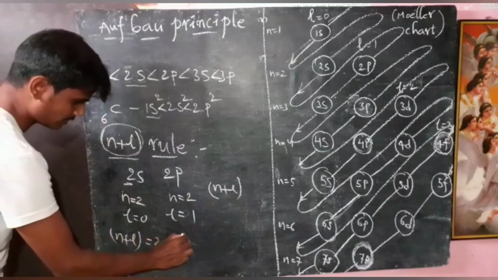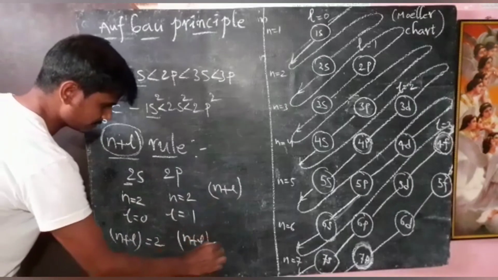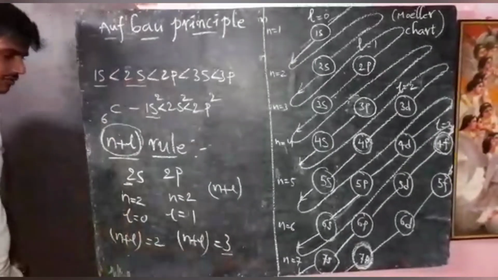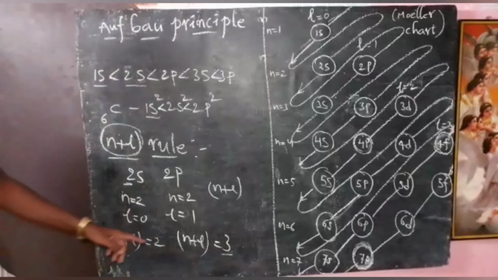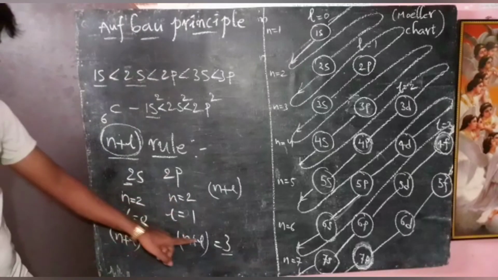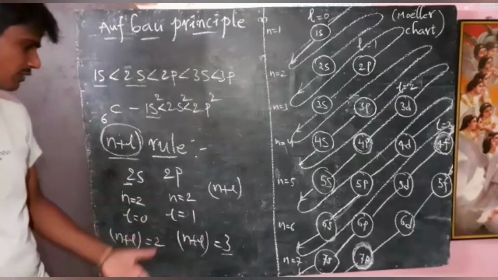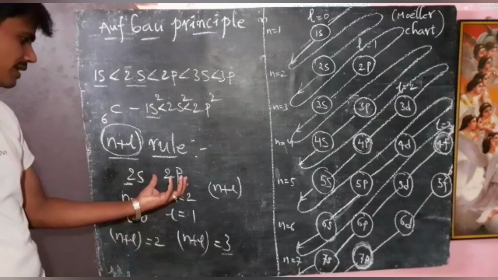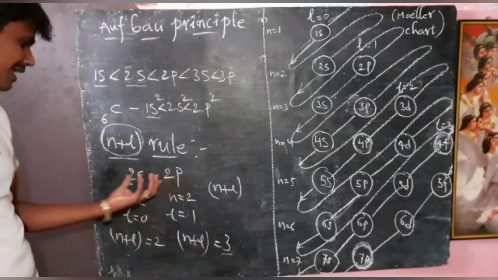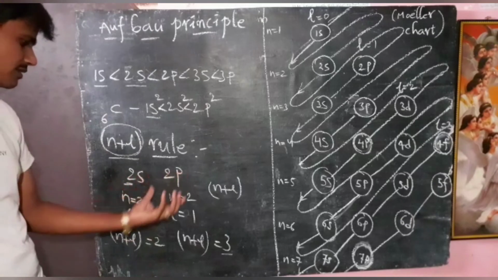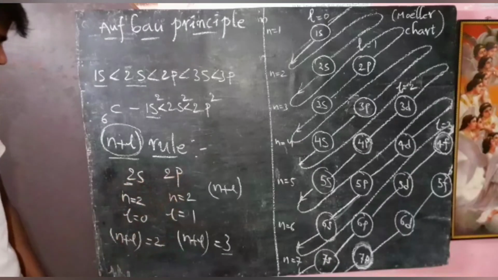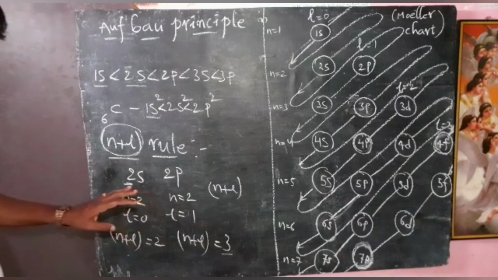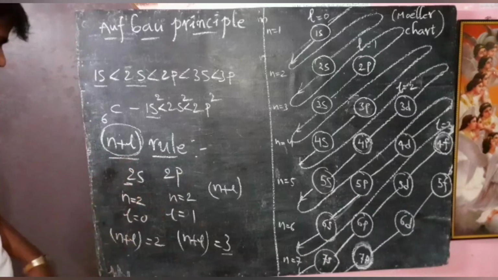2 plus 1, how much? 3. So n plus L value, which is more? For 2p. So from that what we can understand? 2p is a more higher energetic orbital than 2s. So this is about n plus L.